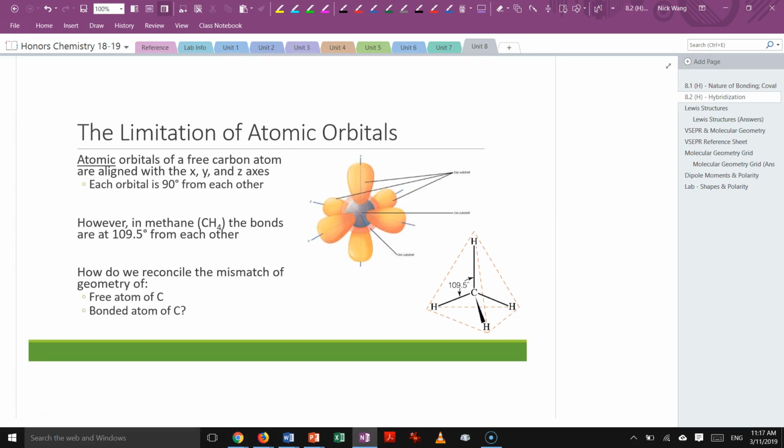Now, the problem is those are what we call atomic orbitals. We think of these as orbitals associated specifically with an atom. But when we talk about bonding orbitals, when atoms come together and start interacting with each other, other factors are involved. Let's see how this is arranged. First of all, atomic orbitals of a free atom, especially the p orbitals, are aligned with the x, y, and z axes.